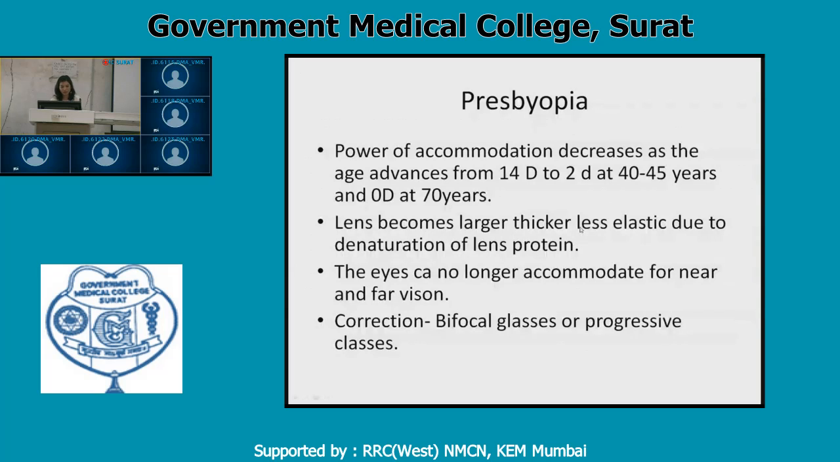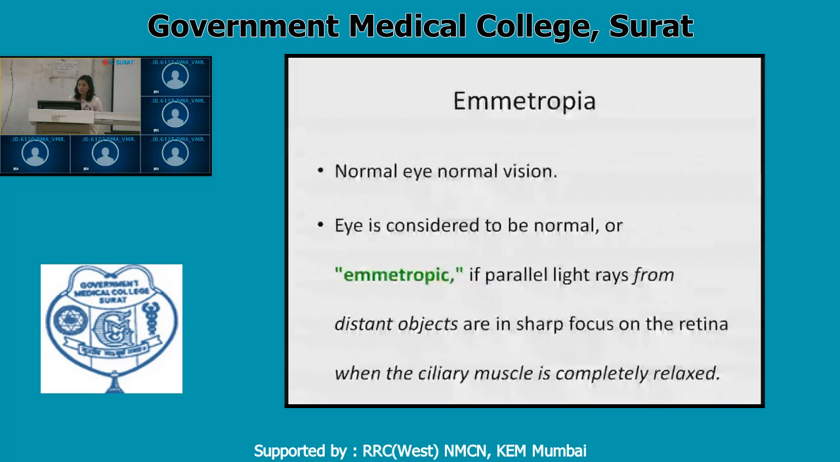Now, before discussing the refractive errors, let's see what is an emmetropic eye or what is emmetropia, that is normal eye or normal vision. That means that when parallel rays from distant objects are coming and focusing on the retina, they are in sharp focus at the retina with ciliary muscles completely relaxed. No accommodation should be used when these images are focused on the retina, and such an eye is known as an emmetropic eye. And of course, for near vision, they use their complete accommodation. 14 diopter power is increased to focus the nearby object on the retina.